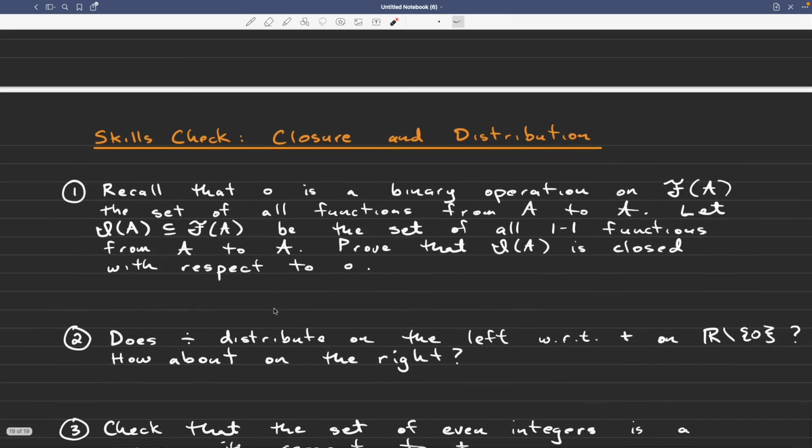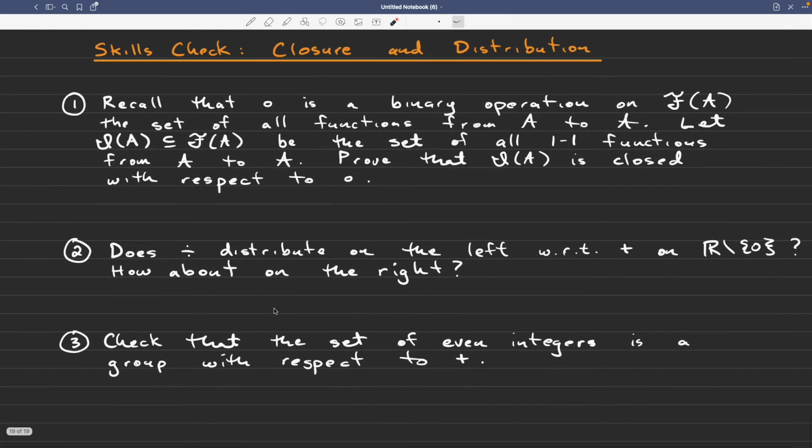So let's finish up this discussion with a little skills check on closure and distribution. For the first problem, remember that composition is a binary operation on the set of all functions from A to A. Take a subset of F(A), script I(A), which is the set of all one-to-one functions from A to A. I want you to prove that I(A) is closed with respect to composition.